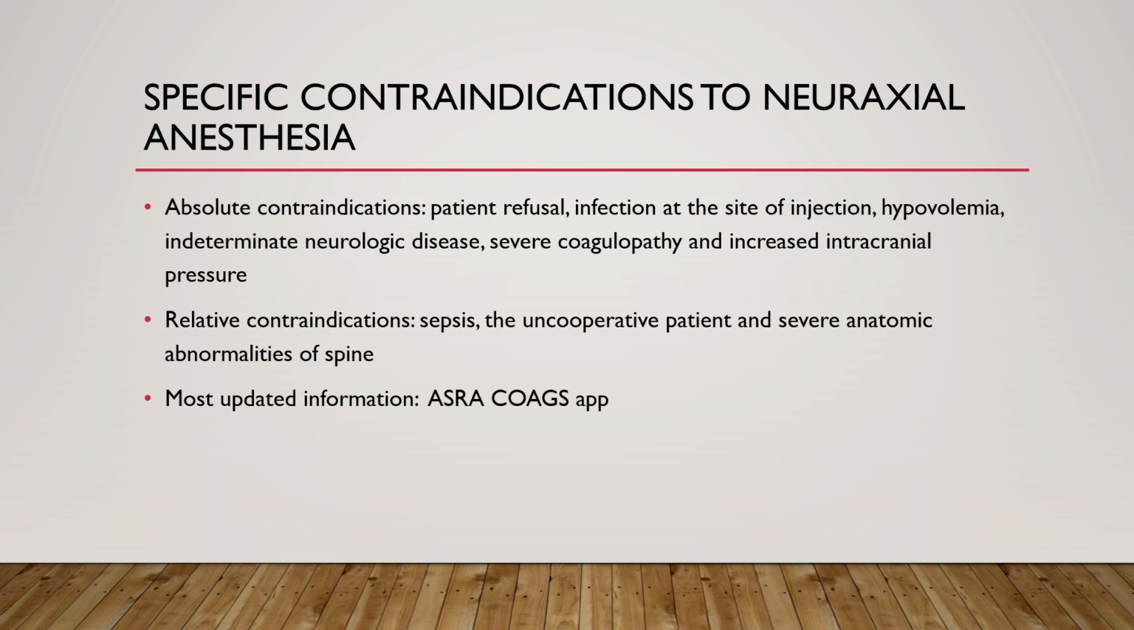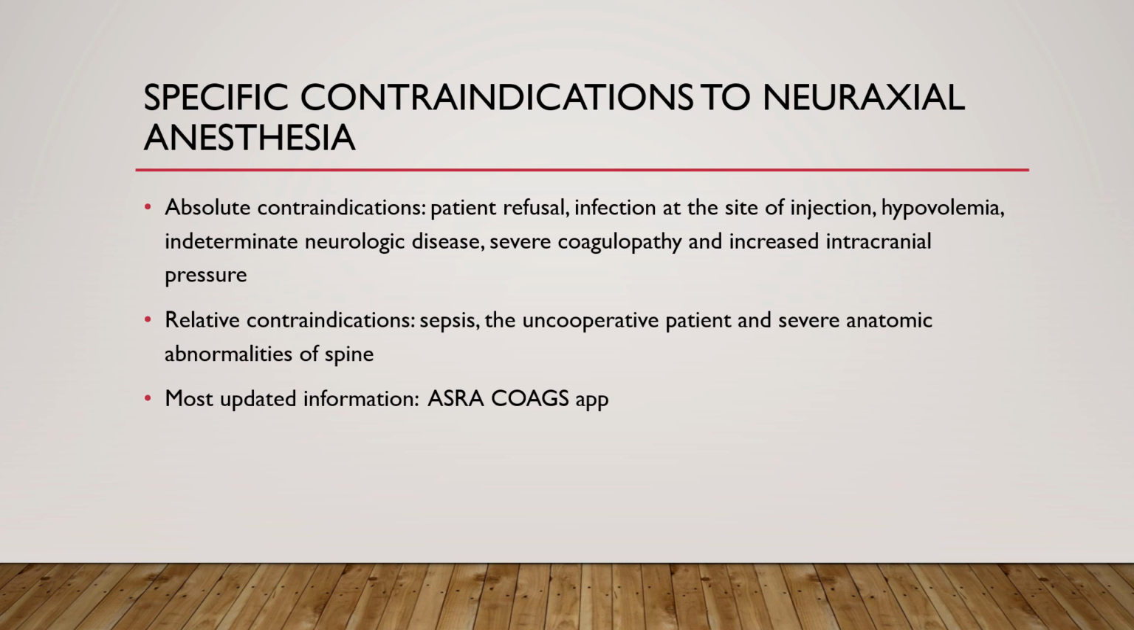Now, some absolute contraindications to neuraxial anesthesia are, of course, patient refusal, infection at the site of injection, hypovolemia, indeterminate neurologic disease, severe coagulopathy, and increased intracranial pressure. But there are relative contraindications too, like sepsis, the uncooperative patient, severe anatomic abnormalities, etc. Nowadays, so many of our patients are on anticoagulants and antiplatelets, and these definitely increase the risk of hematoma formation in regional techniques. This can lead to some really bad nerve damage and consequences.